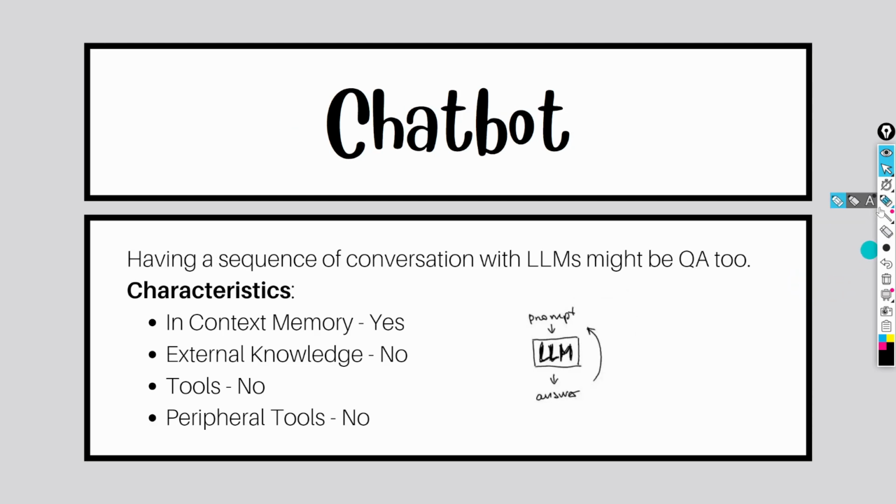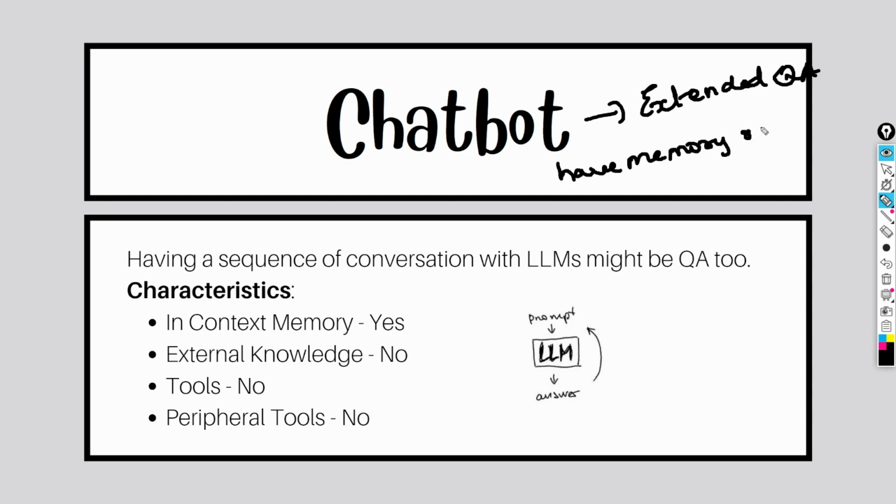That is when we'll move on to the next level, which is chatbot. Chatbot is just an extended QA, which will have memory of the sequence of conversation. But like I said, anything is applicable to chatbot as well. For example, if I'm saying summarization, on top of that I can ask a QA based on the summarized passage.